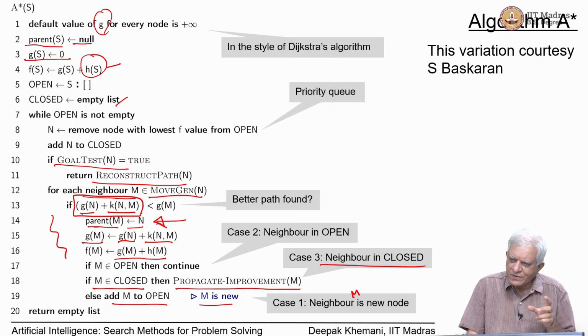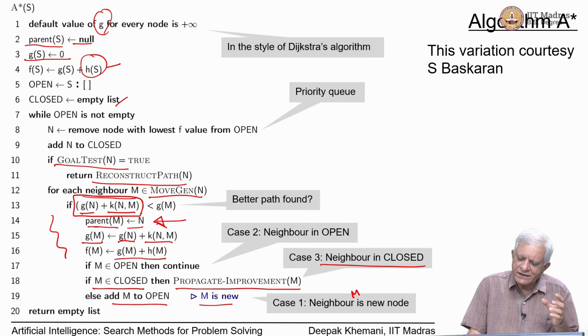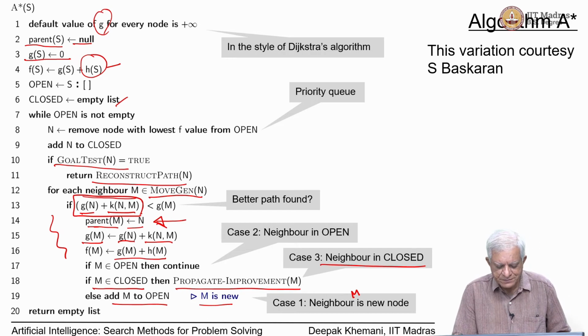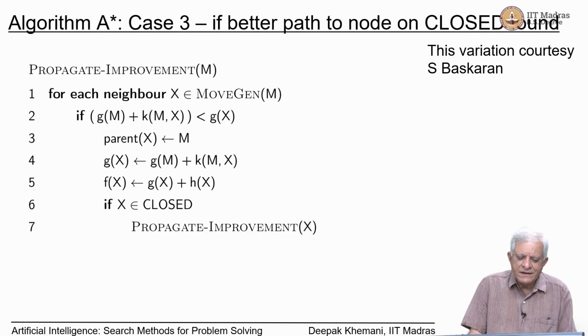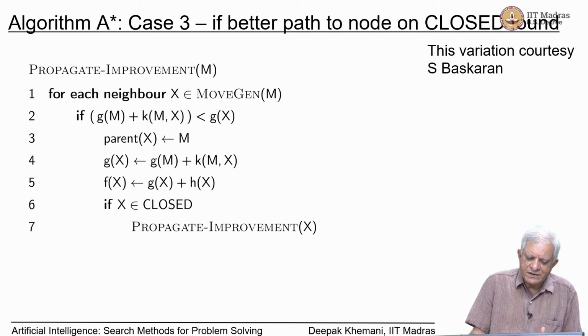And why is that? Because we have found a better path to a node which is on closed, and the fact that it is on closed means it had been expanded, its neighbors had been added, and we had found some path to its neighbors. Now, we have found a better path to m, so that improvement must be propagated to its neighbors. How does that happen? There is this algorithm called propagate improvement.